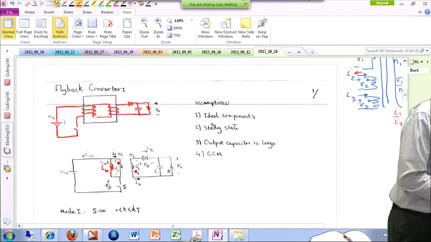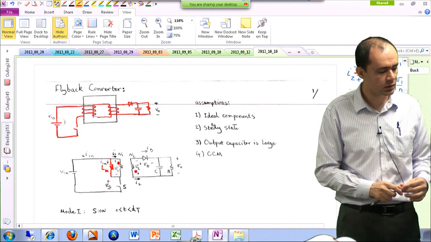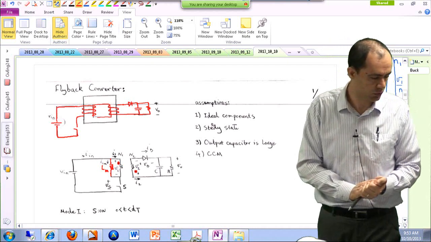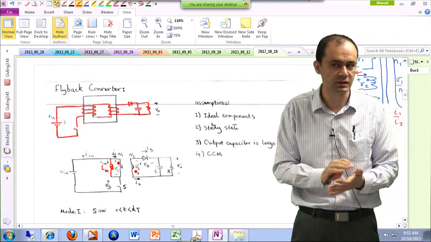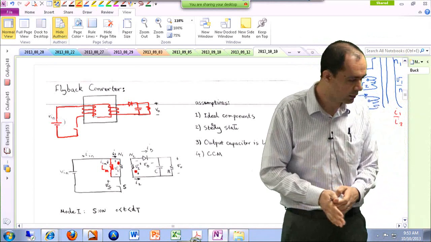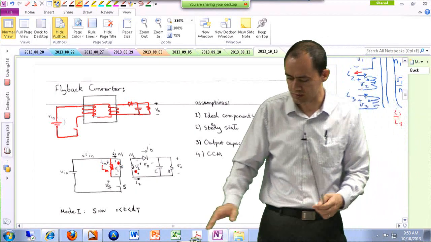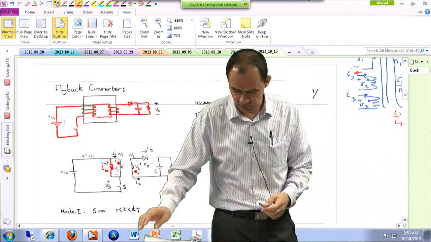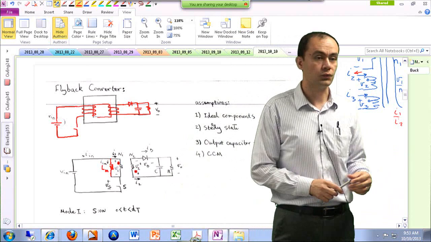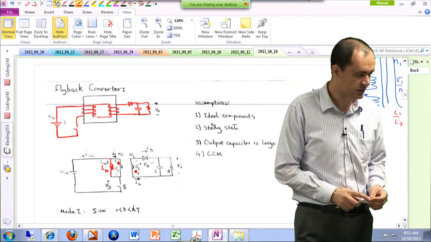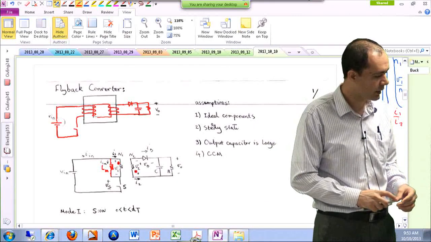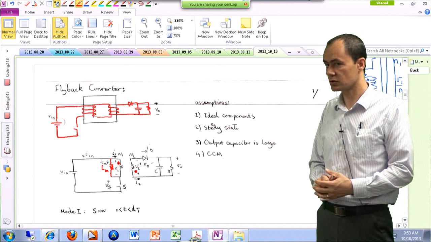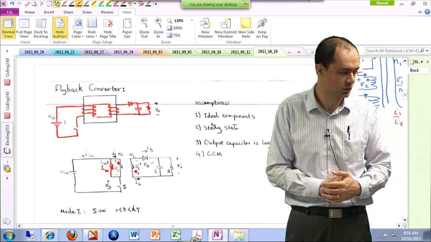So we are going to analyze this converter under the same assumptions that we made previously for those converters in the previous chapter. For instance, the components are ideal. We are looking at the system under steady state conditions. The output capacitor is relatively large, so the output voltage is almost DC. It's almost constant, doesn't have a lot of ripple. And we are going to analyze the system first under continuous conduction mode and then later under discontinuous conduction mode.